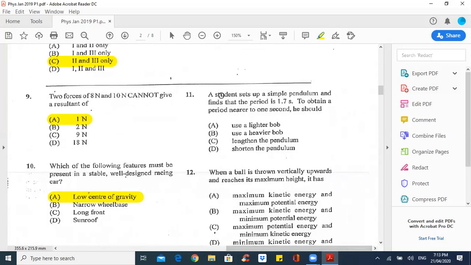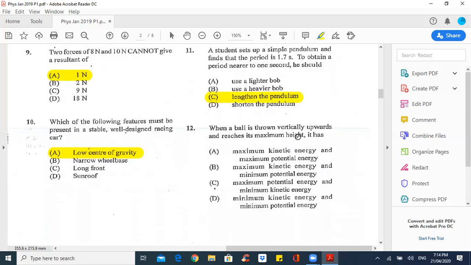Question number 11. A student sets up a simple pendulum and finds the period is 1.7 seconds. To obtain a period nearer to 1 second, he should do what? C. Lengthen the pendulum. The longer the pendulum, the more accurate your answer is going to be. We did this in class, so you would have an idea. So you would have been more accurate.